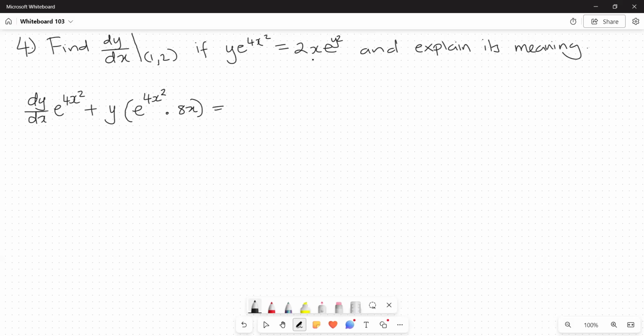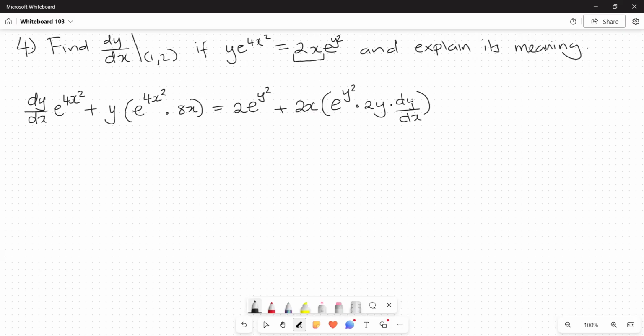We do the same thing on the other side. Our first function, 2x, its derivative is 2, and then e to the power of y squared must remain the way it is. Then 2x remains the way it is, and then the derivative of e to the power of y squared. So first it remains e to the power of y squared, and then we multiply by the derivative of y squared, which is 2y, then the derivative of y, which is dy/dx.